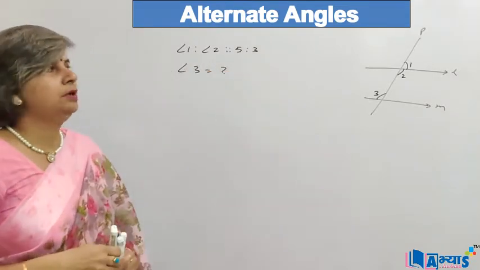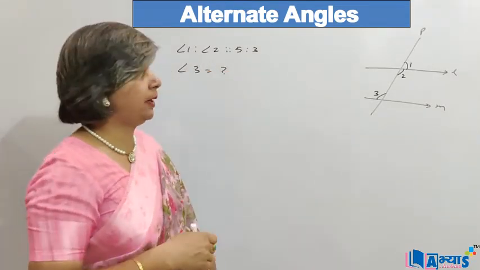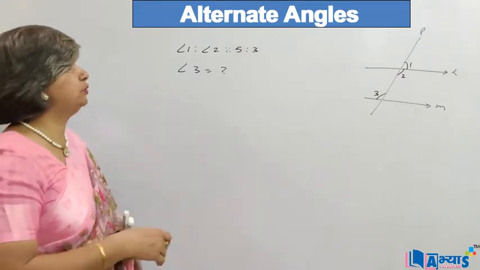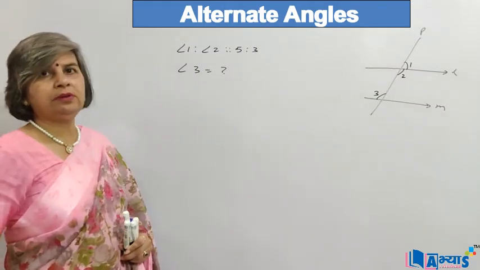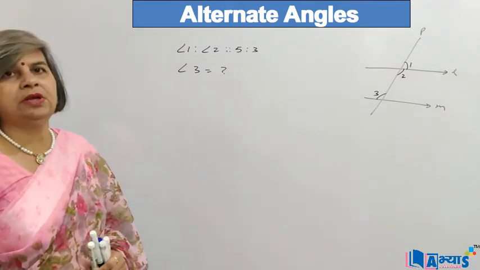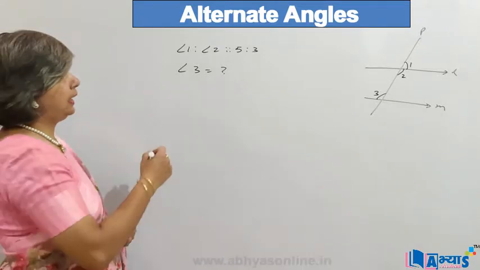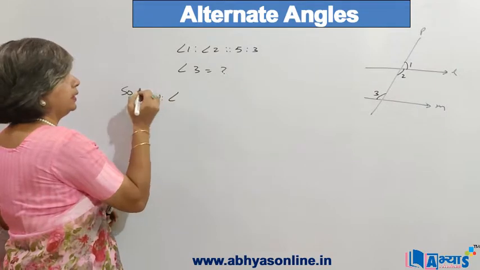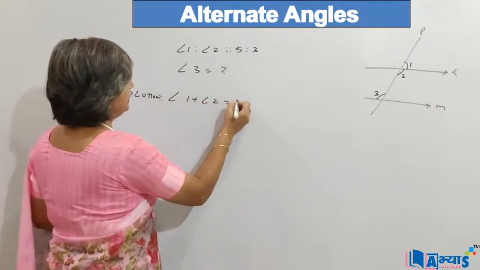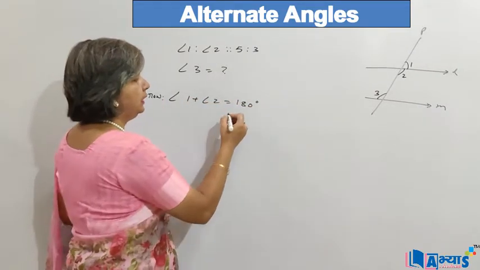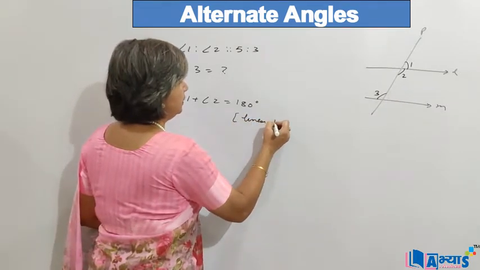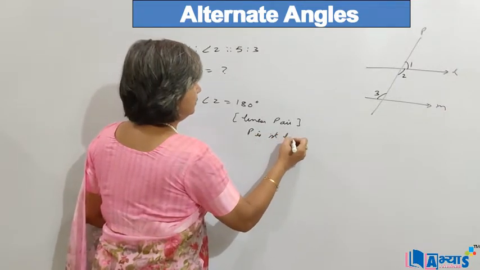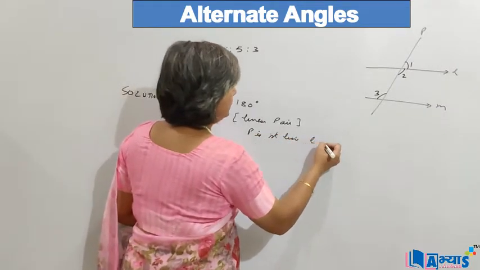That means we are given two straight lines L and M which are parallel to each other, and P is the transversal which is cutting them, and we are supposed to find angle 3 when we are given a relation that 1 is to 2 is 5 is to 3. Now the solution will be: angle 1 plus angle 2 is equal to 180 degree because they are linear pairs, because P is a straight line and L is cutting it.